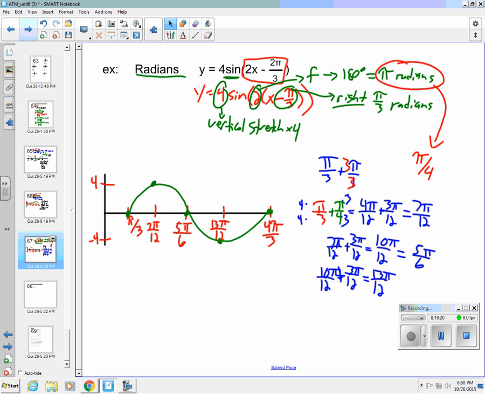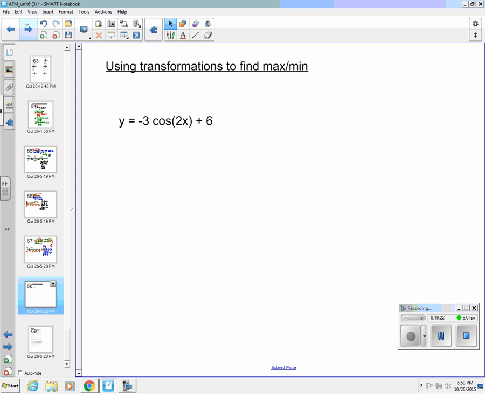So last thing we're going to do is, without graphing, how we can look at the rule for a sine or cosine function and find information like the max and minimum or domain, range, amplitude, any of that stuff without actually going to the graph.